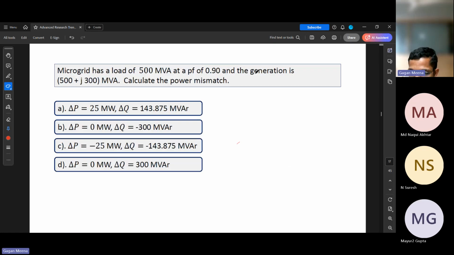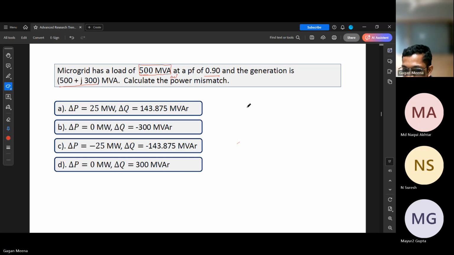Okay, the first question: a microgrid has a load of 500 MVA. It is based upon the calculation of power mismatch. Please note the unit, 500 MVA, and the power factor is 0.90. Generation is 500 plus j300 MVA. We have to calculate both the active and reactive power mismatch. So what will be the answer?